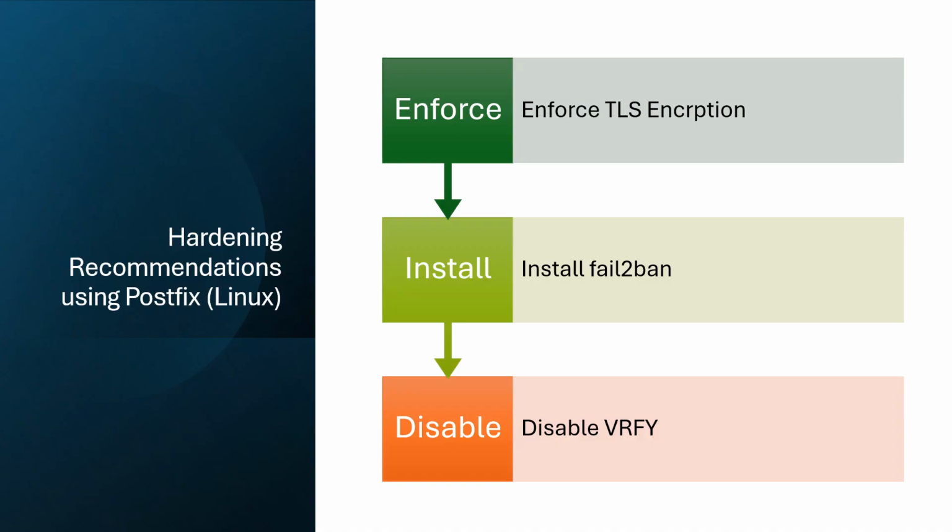Some hardening recommendations using postfix for a Linux server include enforcing TLS encryption. This will encrypt email traffic, preventing interception and ensuring secure transmission. This helps meet compliance requirements and prevent man-in-the-middle attacks. Next, I would install and configure fail2ban. This helps prevent brute force attacks on a mail server and bans IP addresses that repeatedly fail authentication. To do this, you would create a postfix jail configuration file, add a few rules like a max login attempt or max retry attempt, and then restart fail2ban to apply your changes.